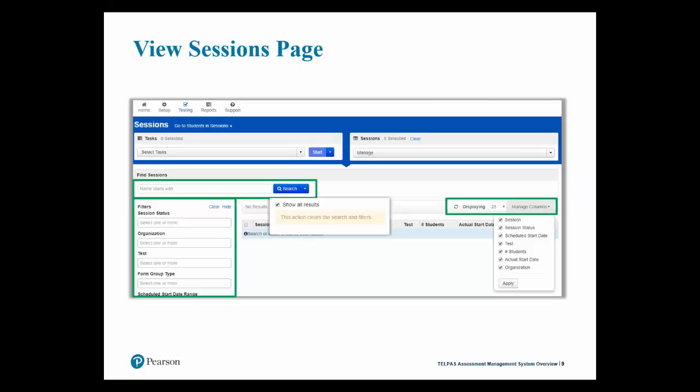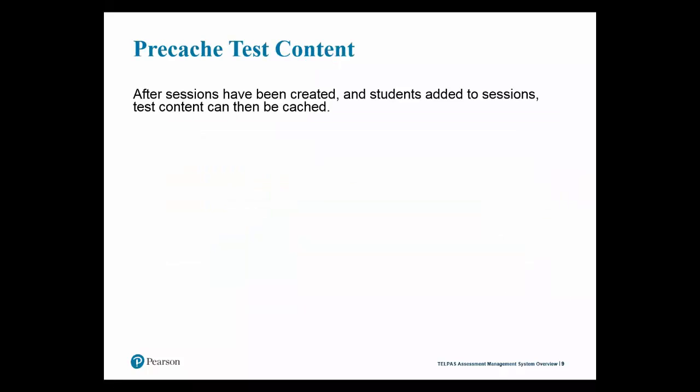You can add the different columns here, manage your columns by session, session status, test, number of students, and organization, and select Apply. That will be a way for you to manage your columns and how you view them on this page.